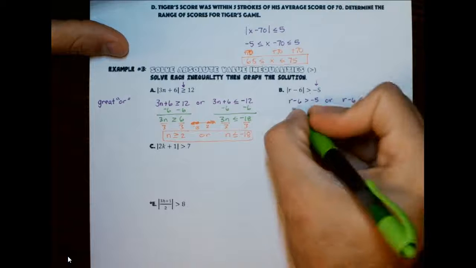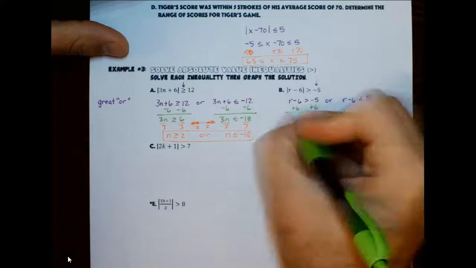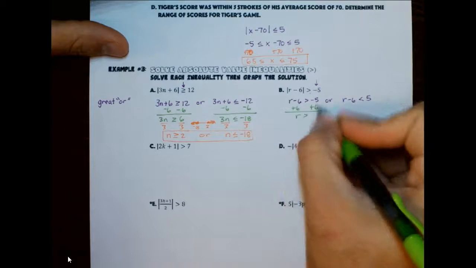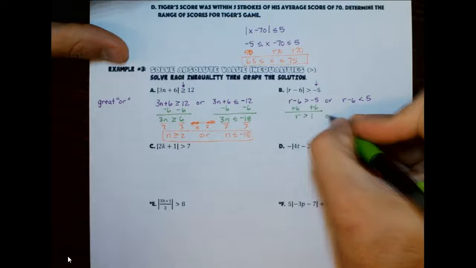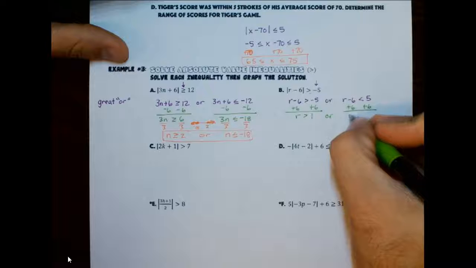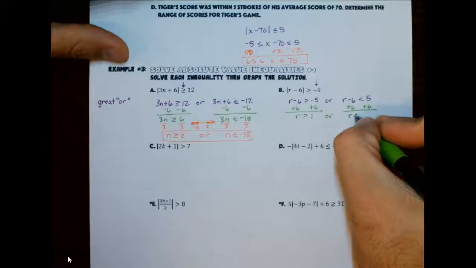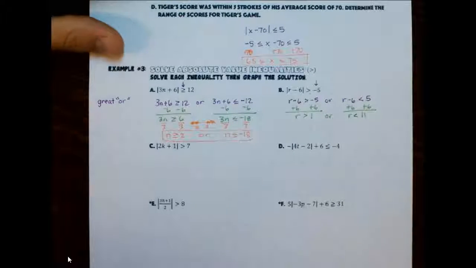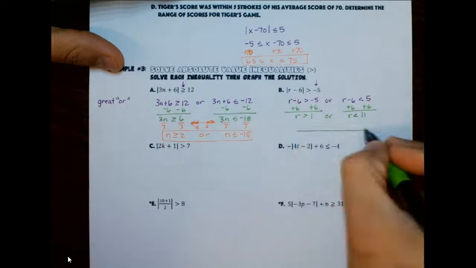So I'm going to add 6 to both sides. So r is greater than positive 1. Add 6 to both sides. So r is less than 11. So what does this look like on a graph?